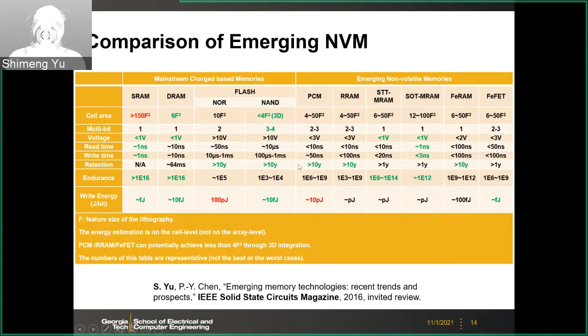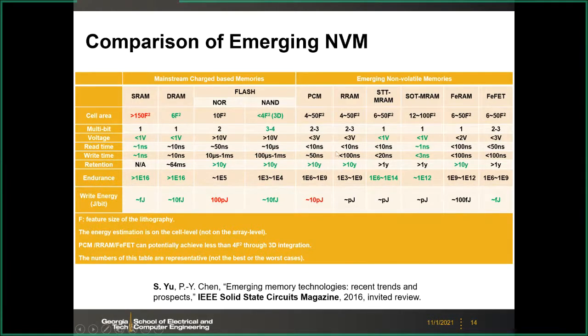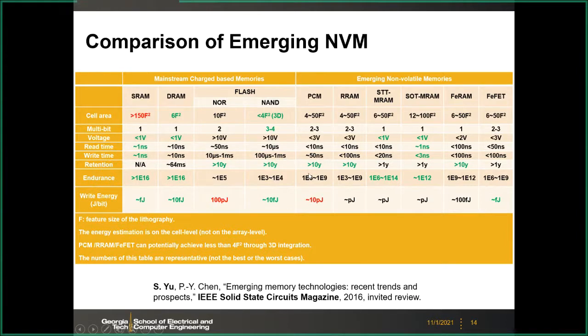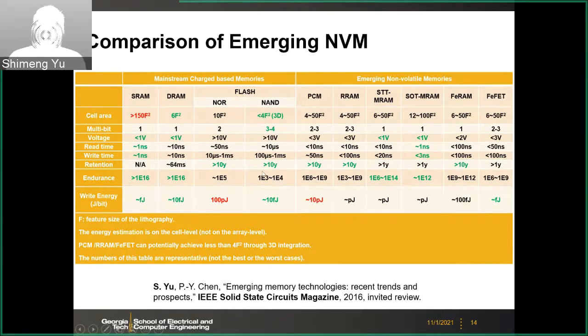And then retention. This is non-volatile memory, so that's why you should have some retention, like 10 years or at least a few years. So this is like a non-volatile memory, similar to flash.